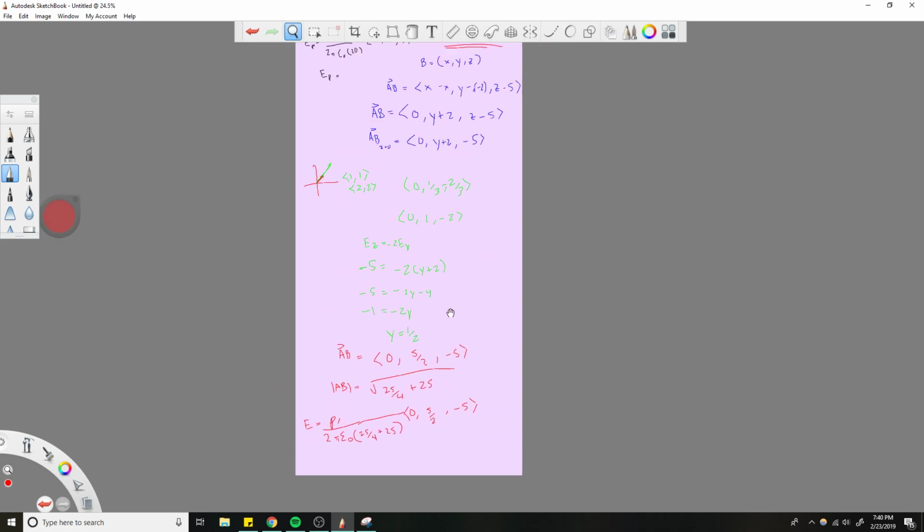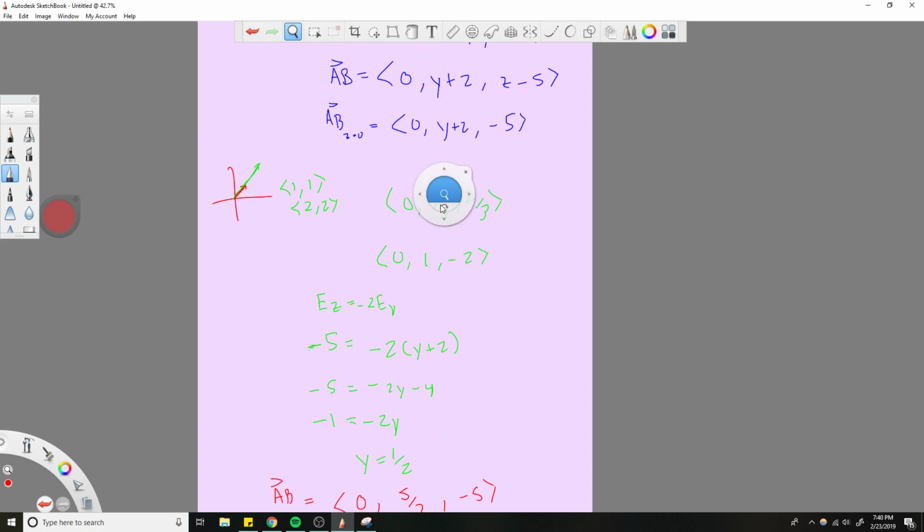Hope that made sense. It's a bit complicated with this part. You just have to realize you're comparing the two vectors and you know one subcomponent, so you plug that in and solve for the other. But there you go. Peace.